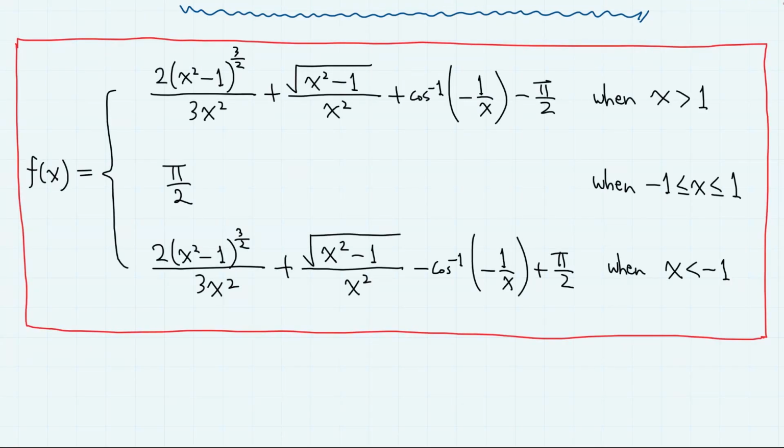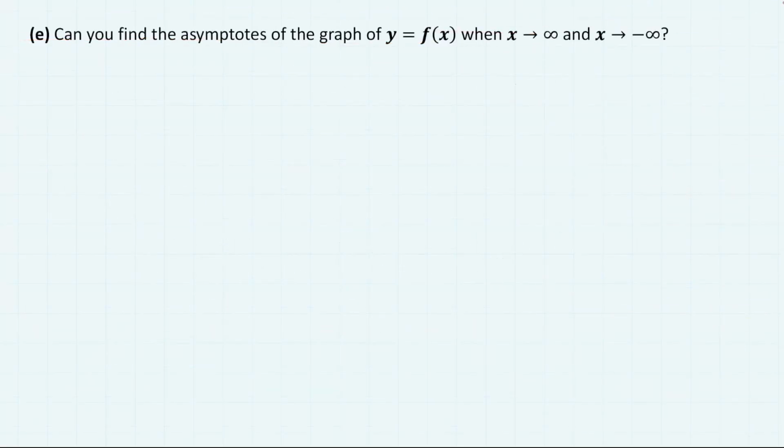Combining all the cases we've obtained so far, f of x is given as follows, divided into 3 regions: greater than 1, greater than or equal to -1 and less than or equal to 1, and less than -1. And let's move on to the final problem, finding the asymptotes of f of x as x approaches infinity and x approaches -infinity.